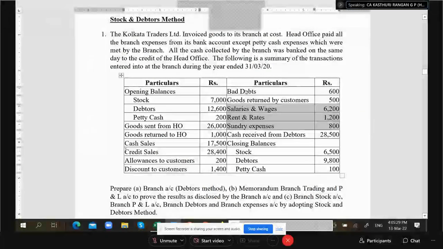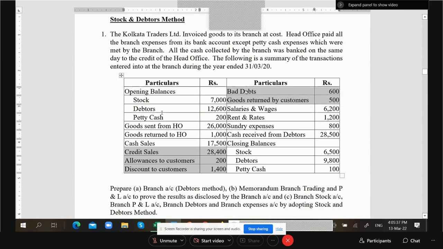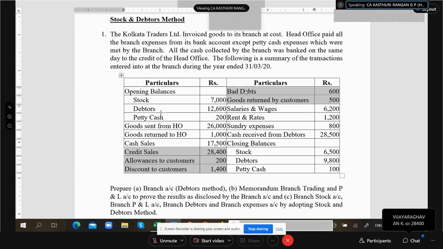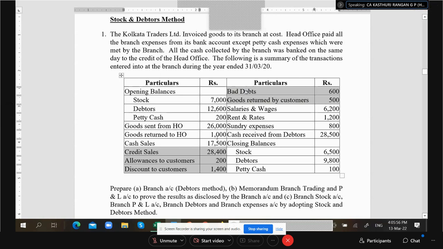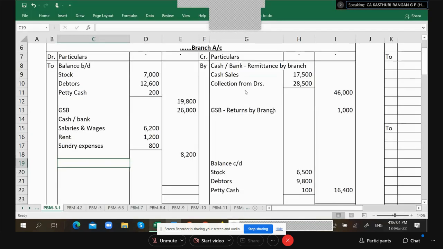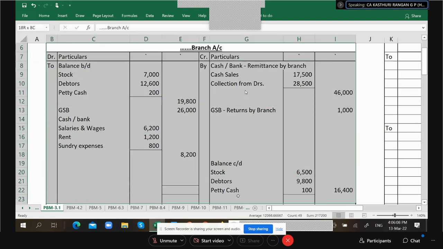You might ask me, sir, what about credit sale? What about allowances? What about bad debts? What about goods return? All these are transactions which the branch has with customer. This is not a transaction which the branch has with HO. In branch account, we will record only the transaction between the HO and the branch. So we should not record the credit sale. We should record the cash from debtors only in the branch account. So therefore we have recorded everything.